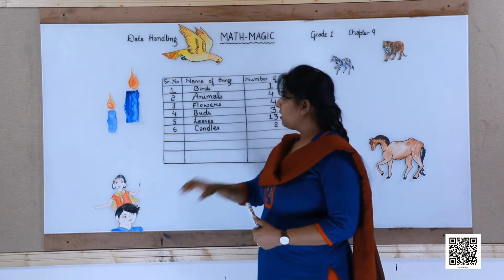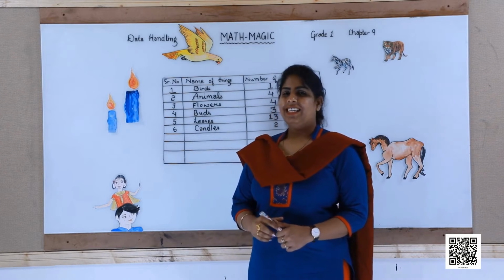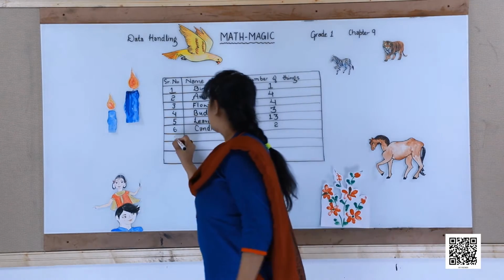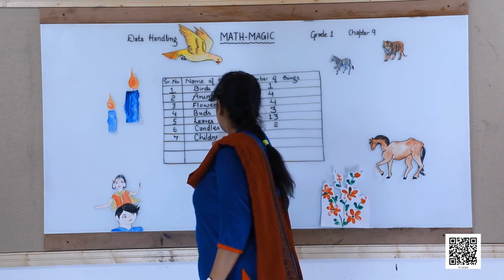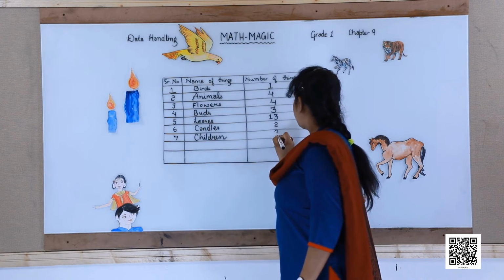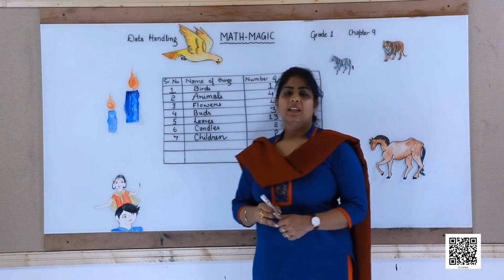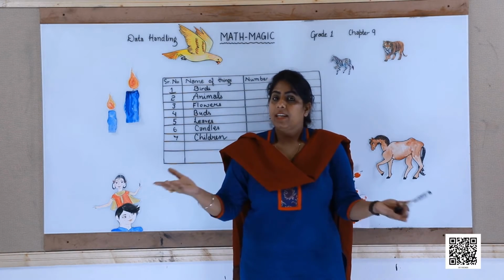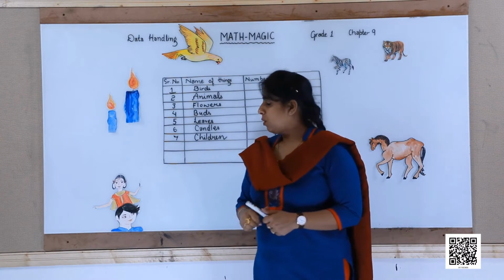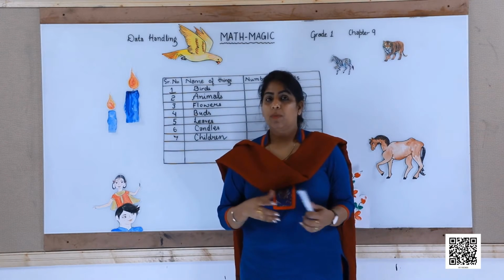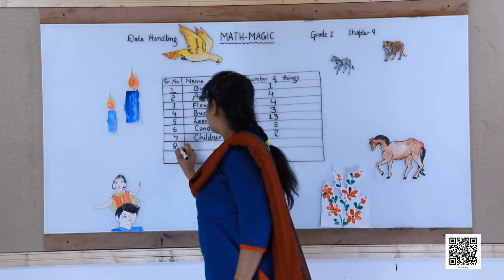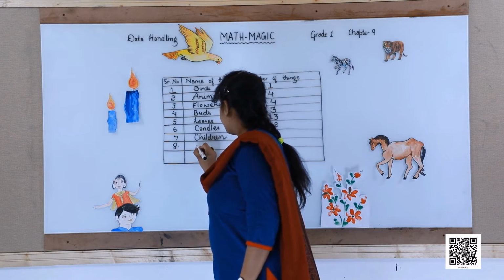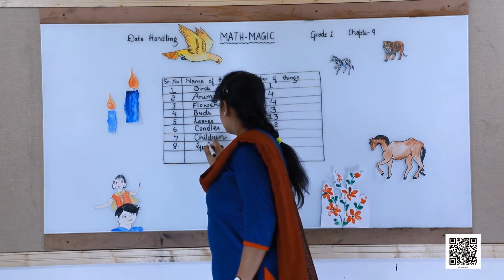Okay, how many children are there? Yes, there are 2 children. How many children? Yes, there are 2 children. Then someone can ask, how many girls are there? So, out of these 2 children, how many girls are there? Yes, 1 is girl. So, on number 8, we are talking about girls.